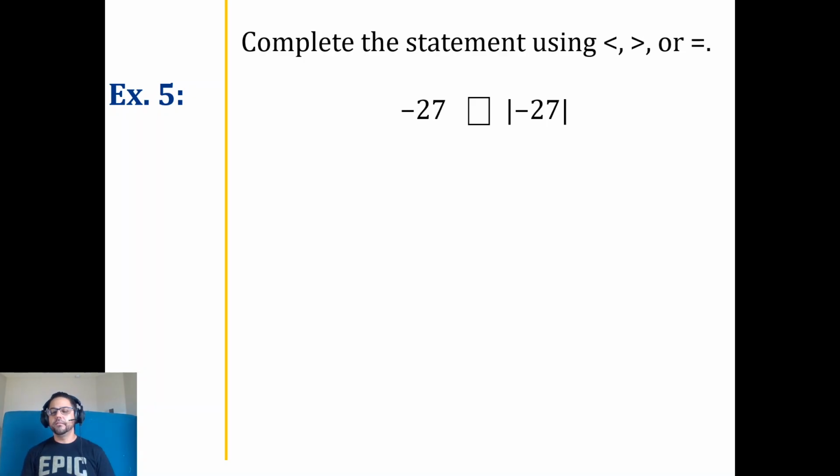So for this one, we really just need to evaluate the right side. Then we'll be able to compare our two numbers. Now, if you notice on the right side, it says the absolute value of negative 27. Well, the absolute value of negative 27 is 27. When we compare this, we would say negative 27 is less than 27.